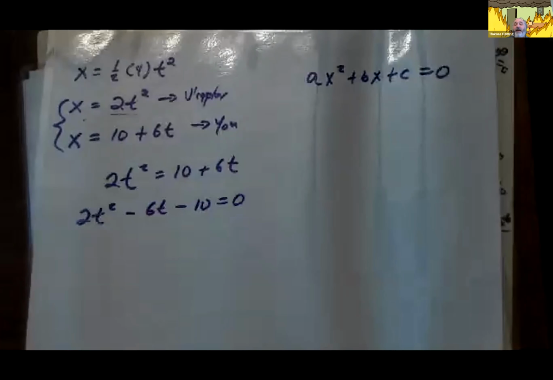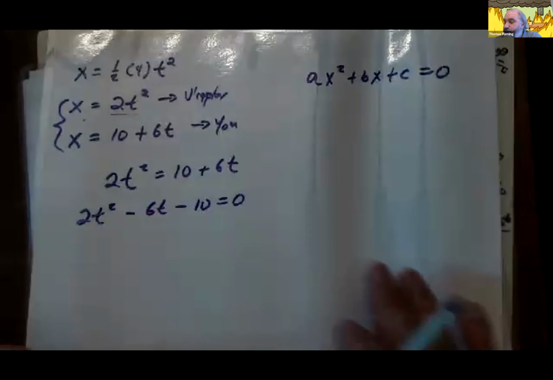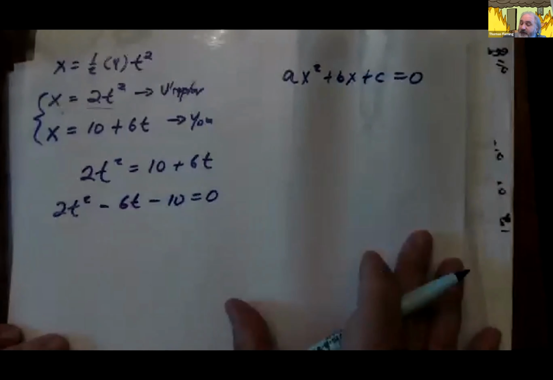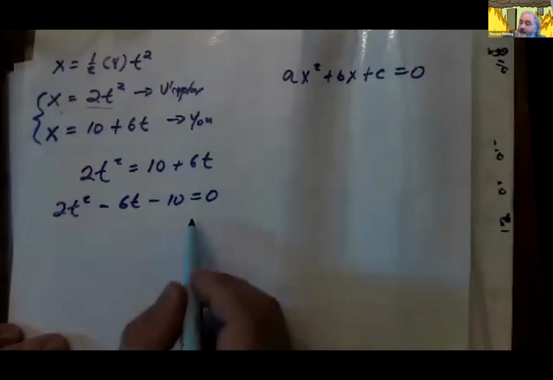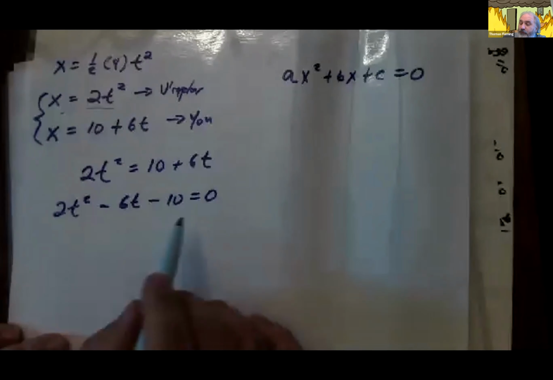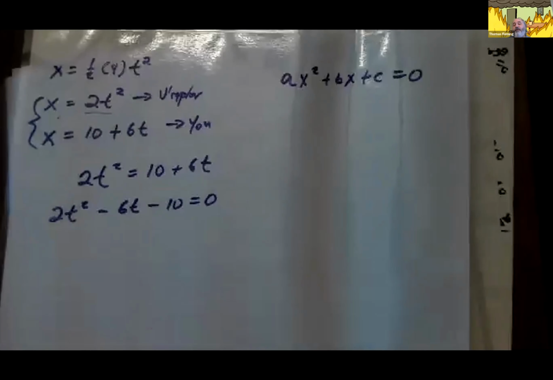Now when I look at that, what I recognize is that I'm in standard form. I can solve those one of two ways. One is by factoring, but 9 times out of 10, stuff won't factor. This might factor, I'm not even sure.